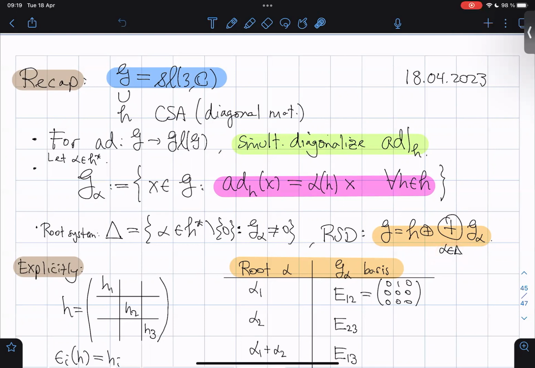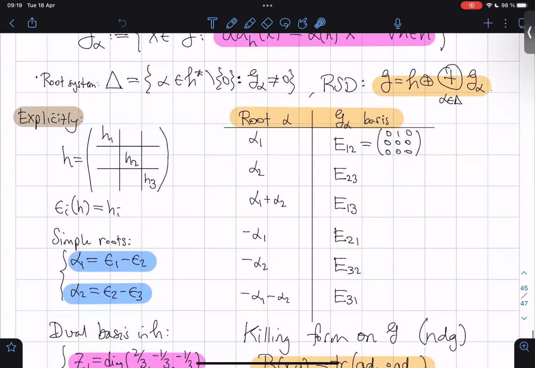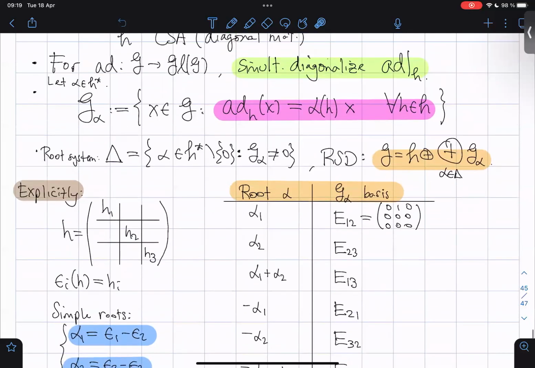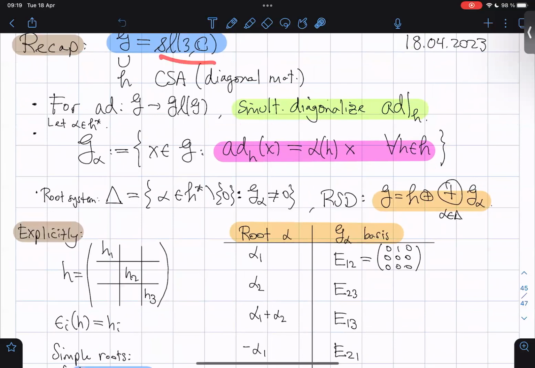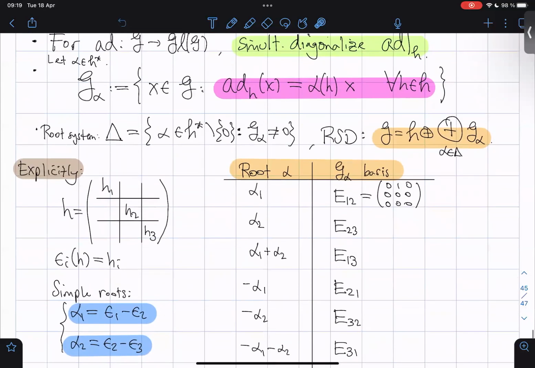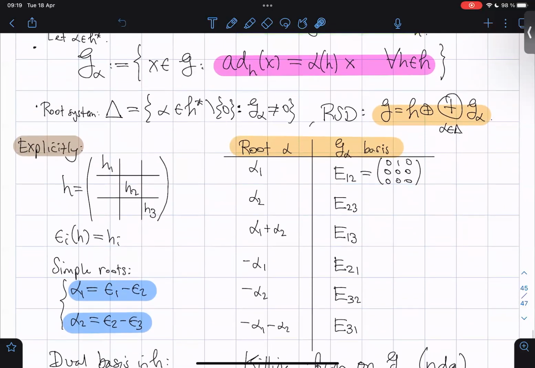Let's be a bit concrete. We worked out these computations explicitly last time. We have an arbitrary diagonal element, with the trace-free condition, so the sum of its entries is 0. We let this act on a general SL3 matrix, and then we start cutting it up into these eigenspaces. Here are some examples. This is going to be an eigenvector, also called a root vector. The corresponding root is this alpha 1.